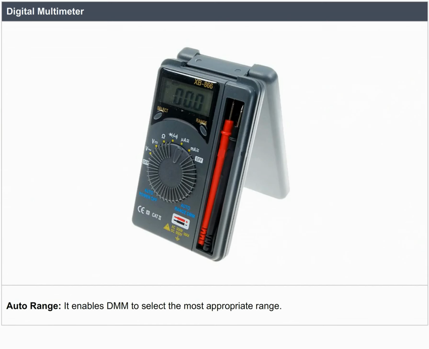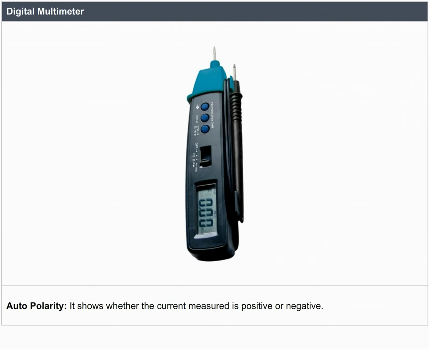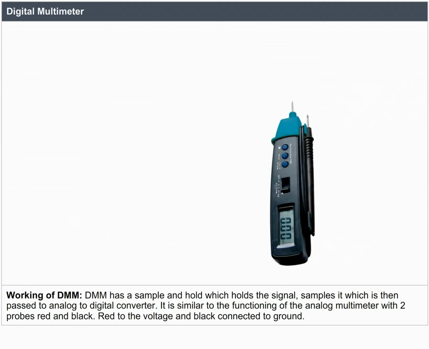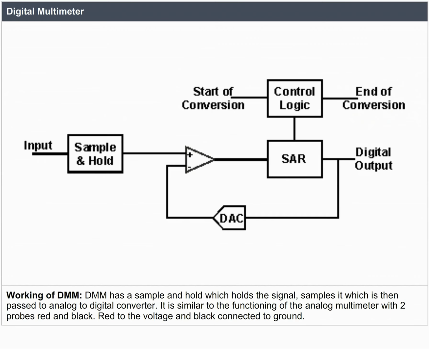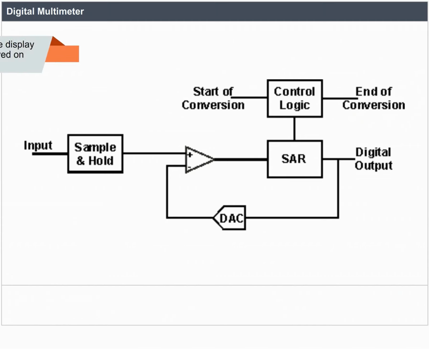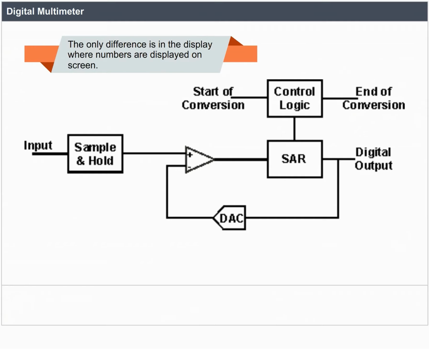Auto range. It enables DMM to select the most appropriate range. Auto polarity. It shows whether the current measured is positive or negative. Working of DMM. DMM has a sample and hold, which holds the signal, samples it, which is then passed to analog to digital converter. It is similar to the functioning of the analog multimeter with two probes, red and black. Red to the voltage and black connected to ground. The only difference is in the display, where numbers are displayed on screen.